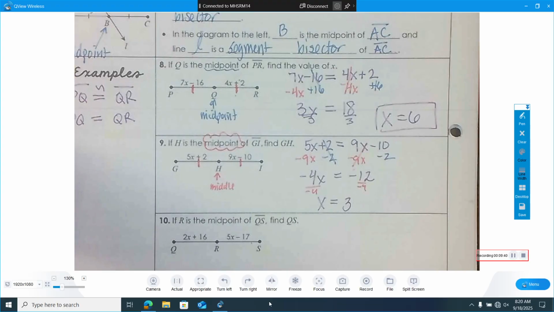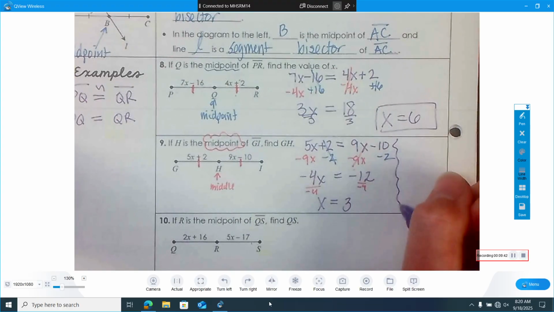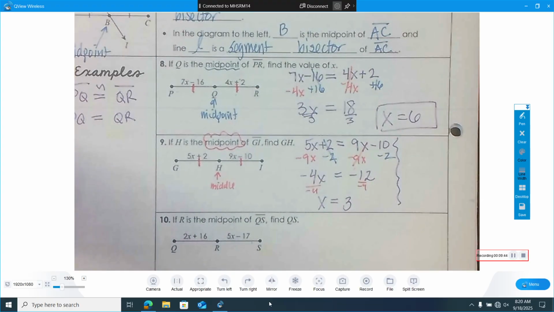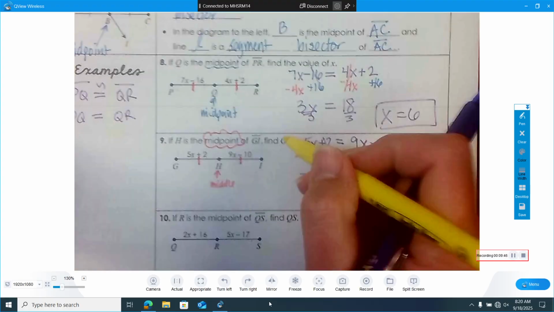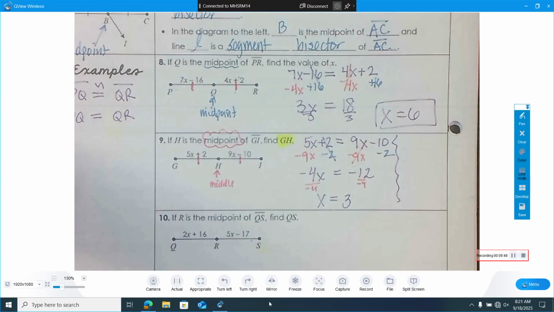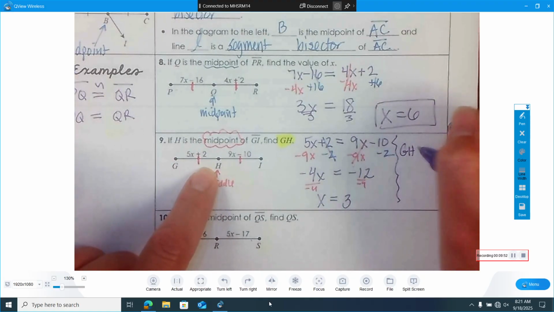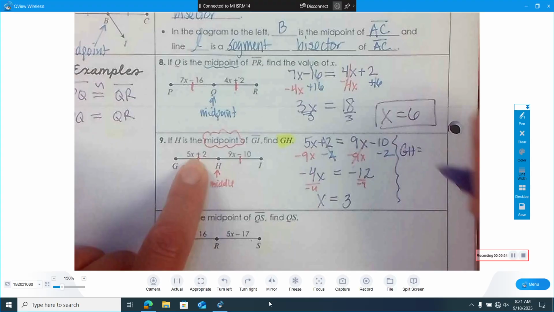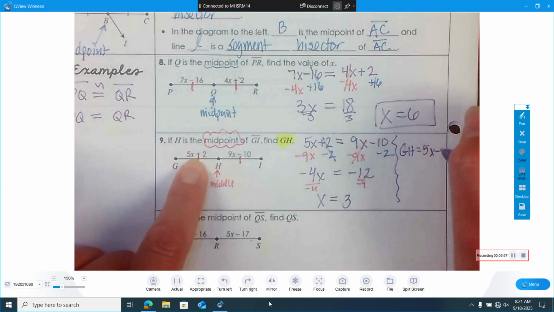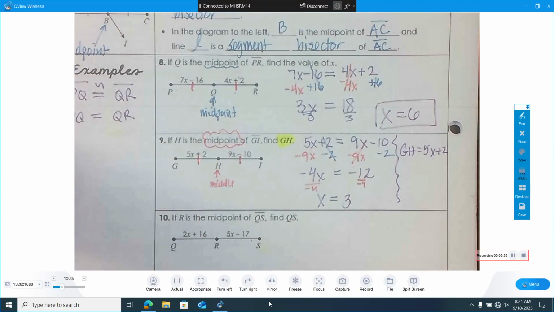Am I done? No, I am not done, because what does it want me to do? Find GH. I need to figure out the length of GH. GH is equal to 5x plus 2. And what do I need to do with my x?